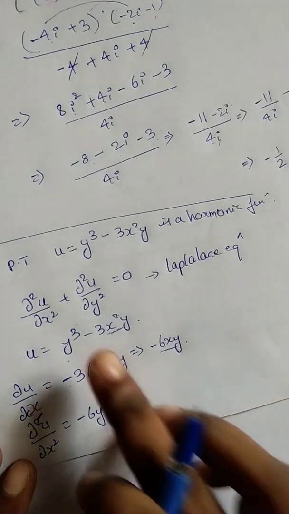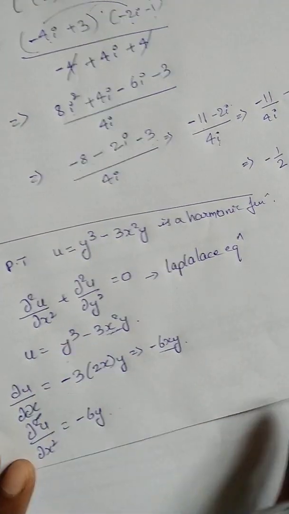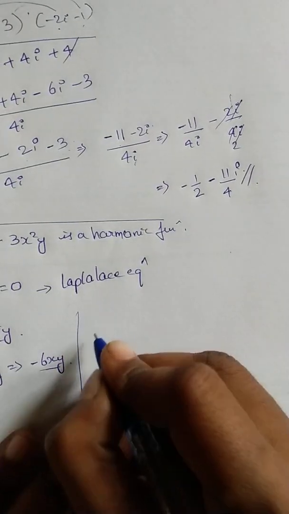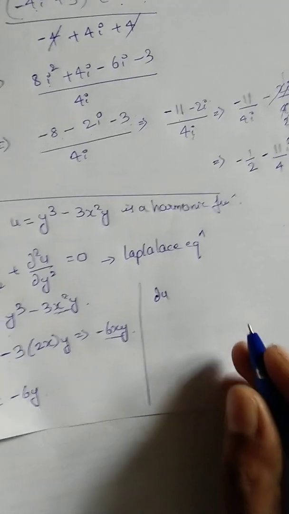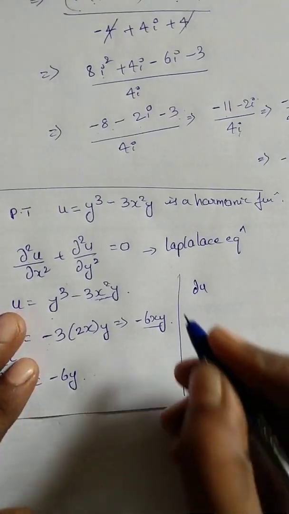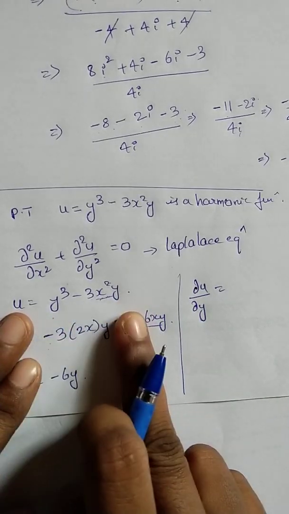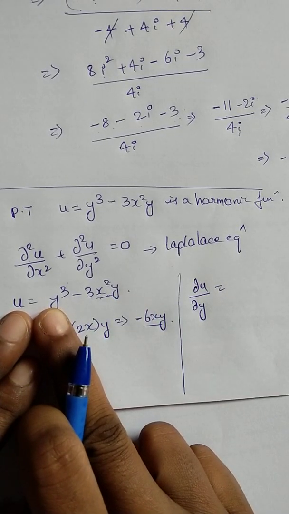Now again u, with respect to y we have to differentiate. So this is our u, dou u by dou y. With respect to y, y is there in both terms, so first we differentiate y cube.